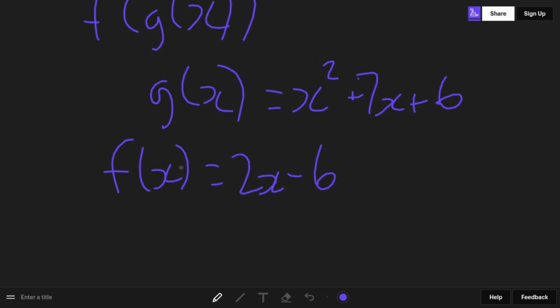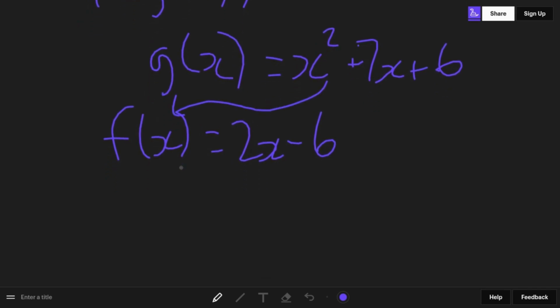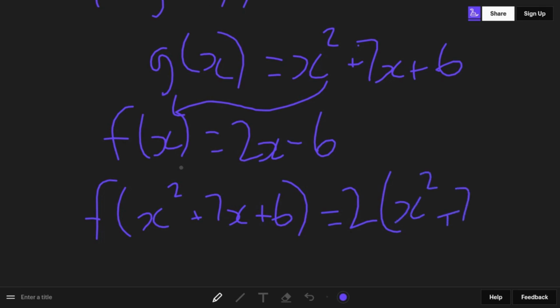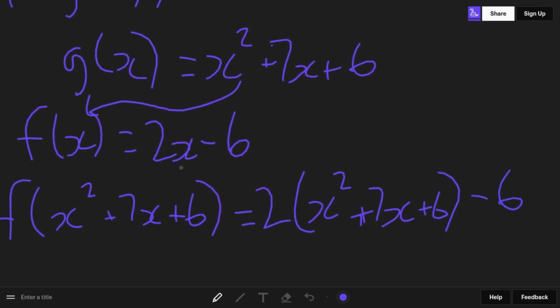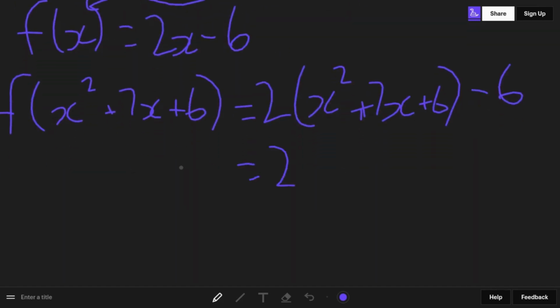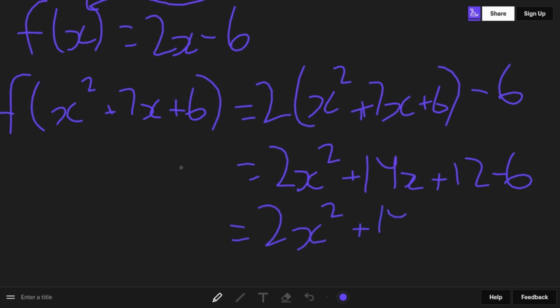So by plugging this in here, we're going to end up with f of x equals 2 times x squared plus 7x plus 6, minus 6 over here. So that gives us 2x squared plus 14x plus 12 minus 6, which is just 2x squared plus 14x plus 6.